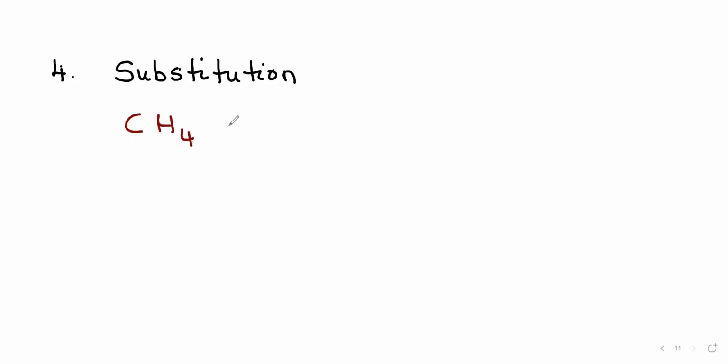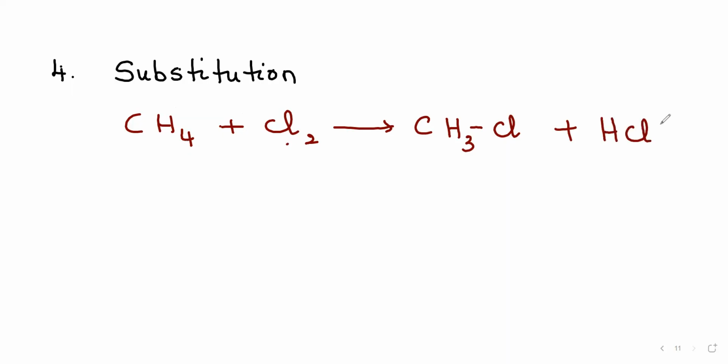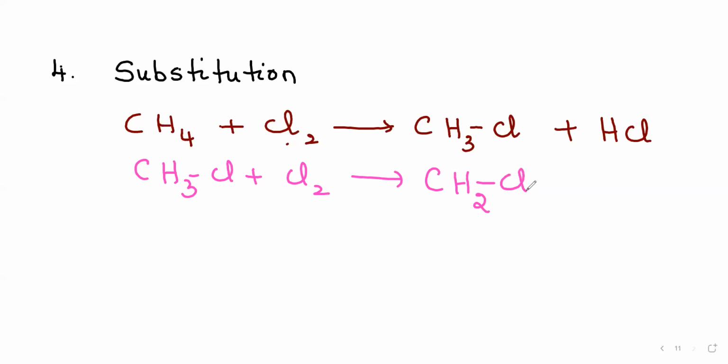Coming to the fourth one, after addition reaction comes substitution reaction. What happens in a substitution reaction is, each time when chlorine is added, it will substitute a hydrogen. One hydrogen will be removed and in its place a chlorine will come, so it gives you HCl. Now again, when you chlorinate CH3Cl, one more chlorine will enter by removing one more hydrogen. So it will become CH2Cl2 and again HCl.